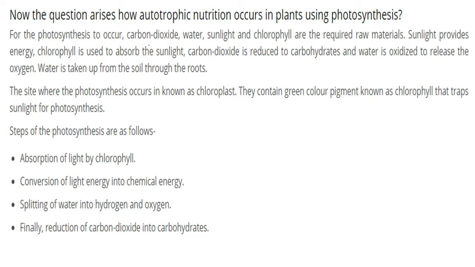Now the question is, how does autotrophic nutrition actually occur in plants, and how do they use photosynthesis? For photosynthesis to take place, carbon dioxide, water, sunlight, and chlorophyll are required as raw material. Sunlight provides energy, chlorophyll absorbs this sunlight, then carbon dioxide is reduced to carbohydrates, and water is oxidized in order to release oxygen.